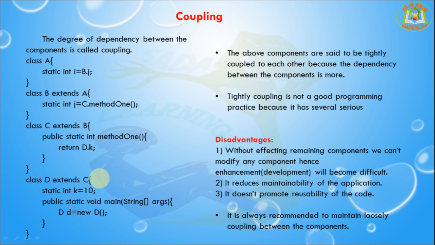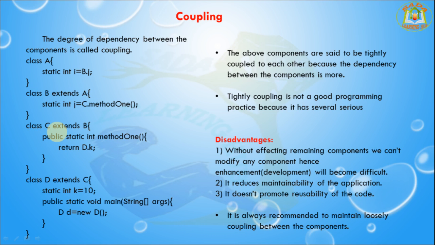It goes like this. The above components are said to be tightly coupled to each other because the dependency between the components is more. See, this class A is depending on B class. B class is depending on C class. C is depending on D. A depends on B, B depends on C, C depends on D. These are tightly coupled classes.